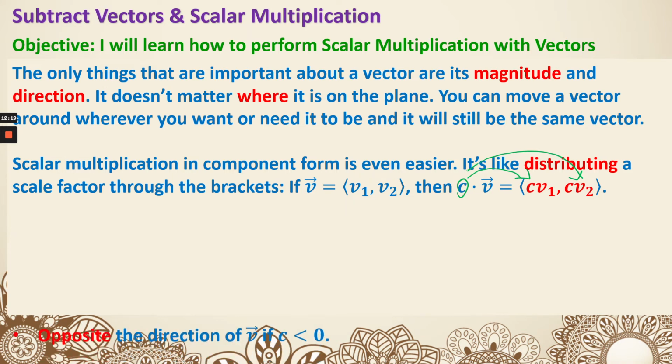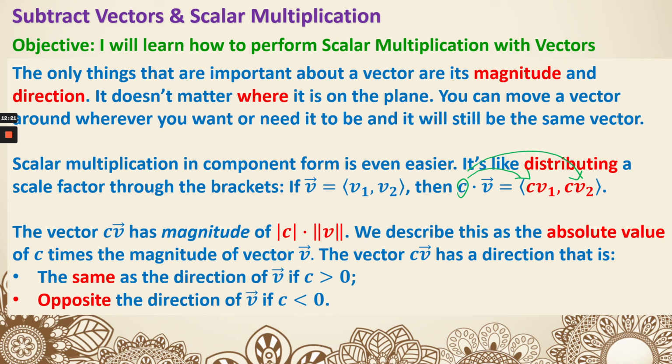And lastly, of course, we need to talk about the magnitude. The vector cv has a magnitude that is something different, special, that I need to emphasize. It's not just the number c in the front. When you talk about magnitude, we got to make sure the whole thing comes out to be positive. That is why we put absolute value around that c, then multiply with the magnitude of v.